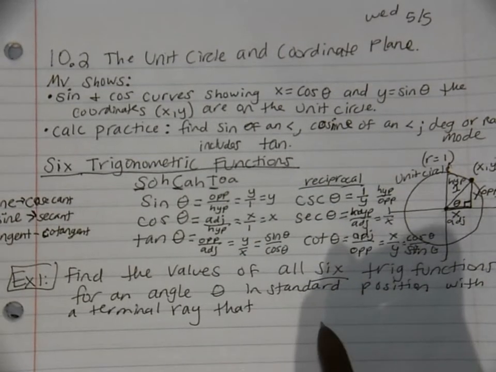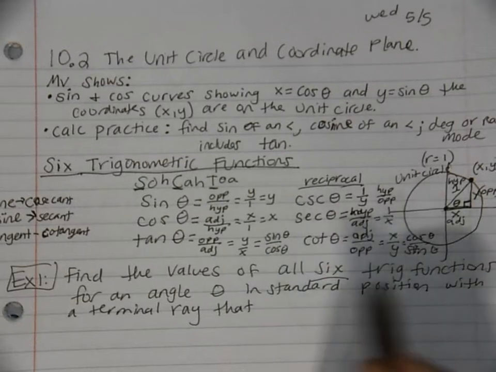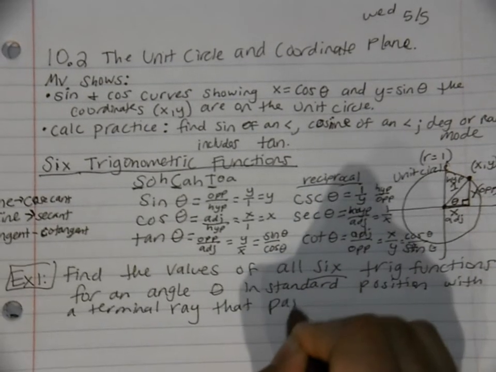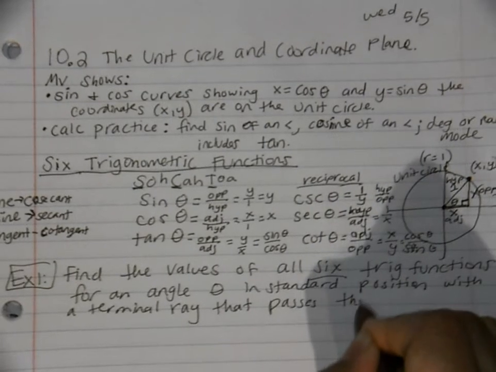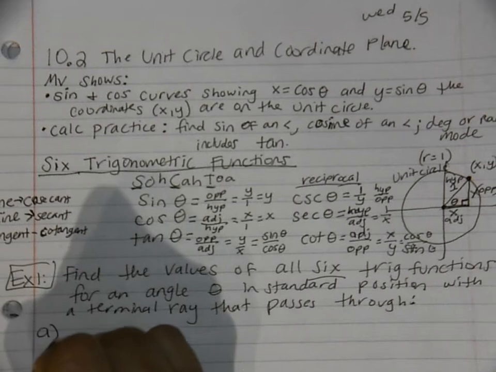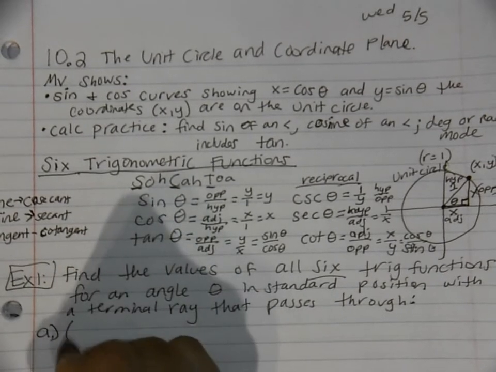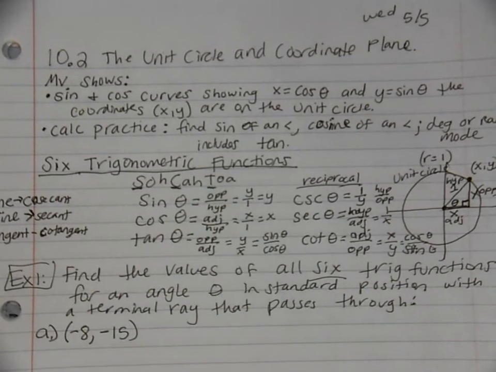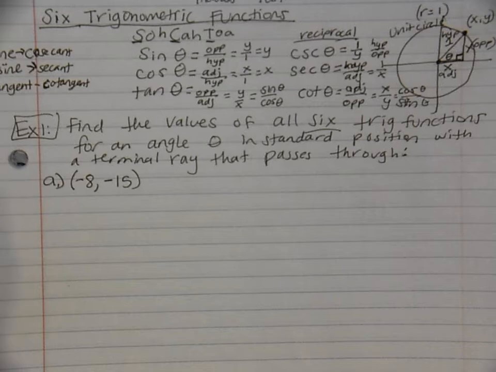If I had just said find all 6 trig functions for angle theta, I don't have to give it all this detail, but that passes through. And we're going to do 2 examples here. So I'll call this part A. Part A will be passing through the point -8, -15, and then we'll do a part B after as well. Okay, so let's go ahead and try out this first example.